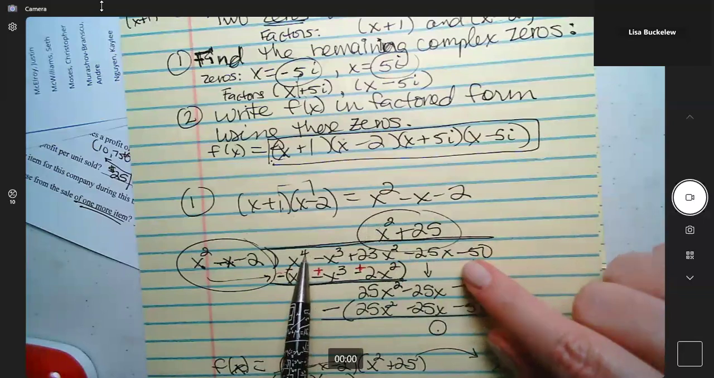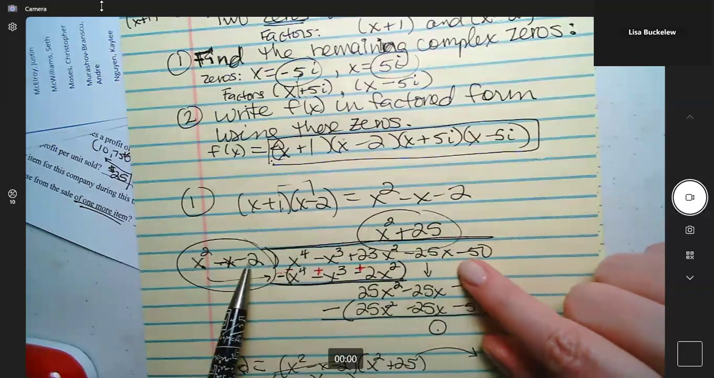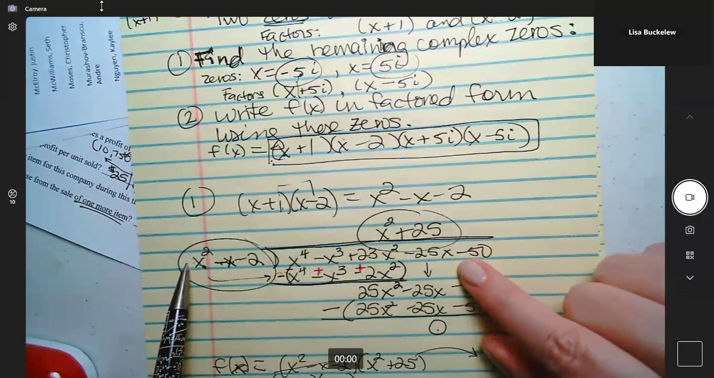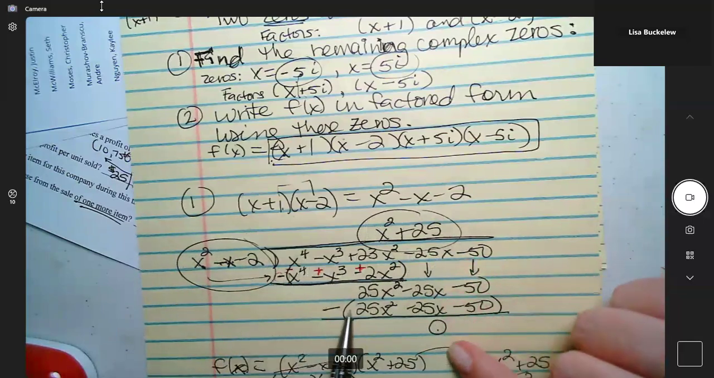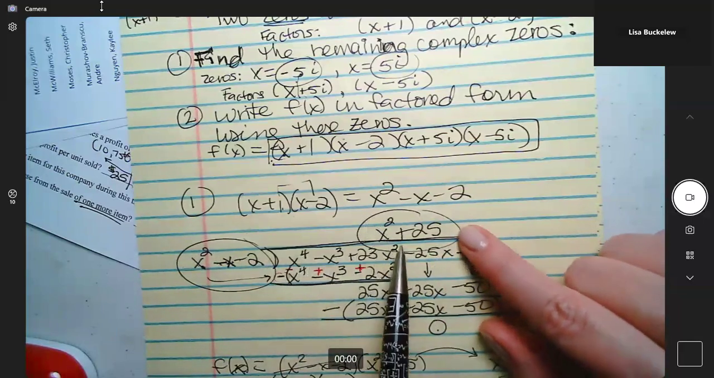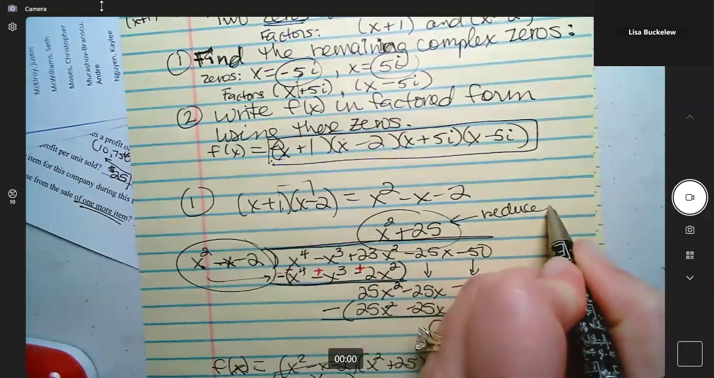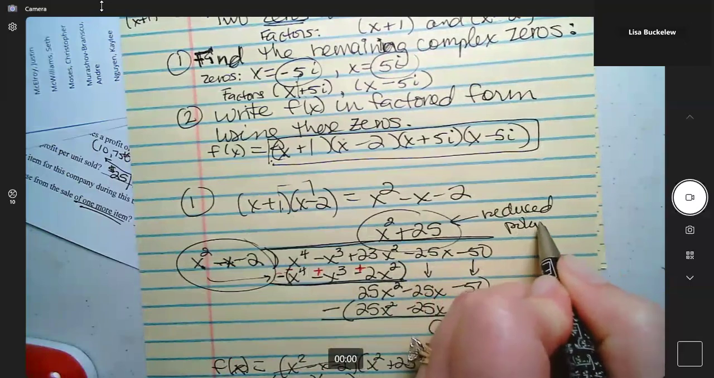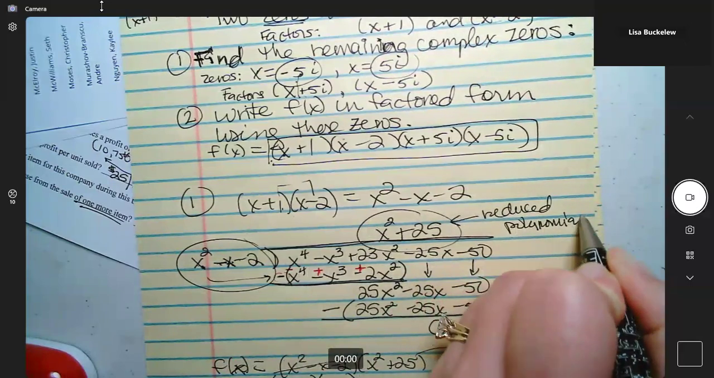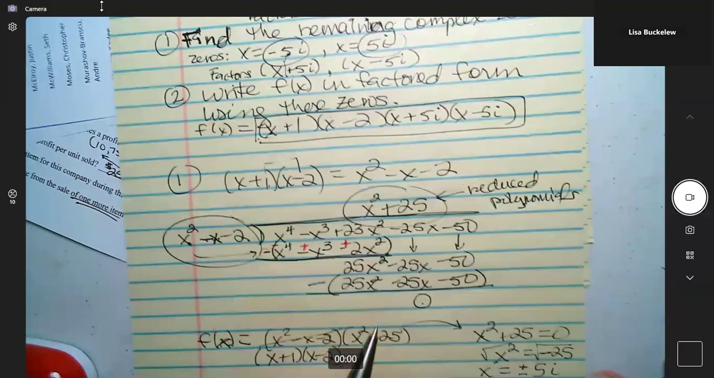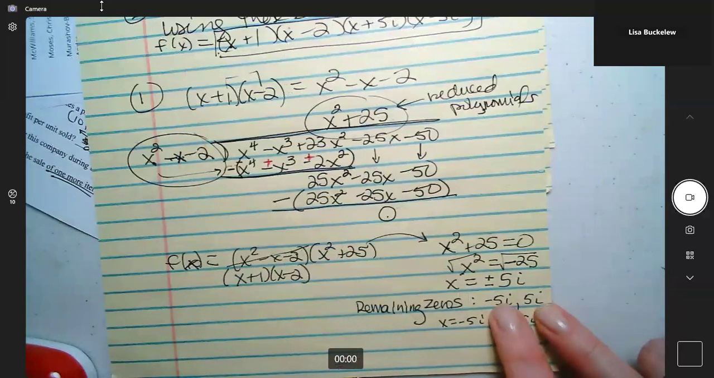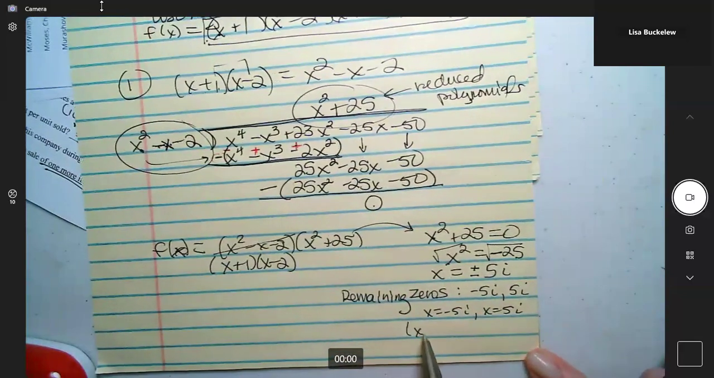It's been reduced because we took the original one and divided out the piece that we were able to identify from the information they gave us. We had to do a long division. This is your reduced polynomial here. So when you get to your reduced polynomial, that is what you're going to set equal to 0 to find your remaining zeros. And your remaining zeros can then be converted into factors just by altering the sign and putting an x in there with it.